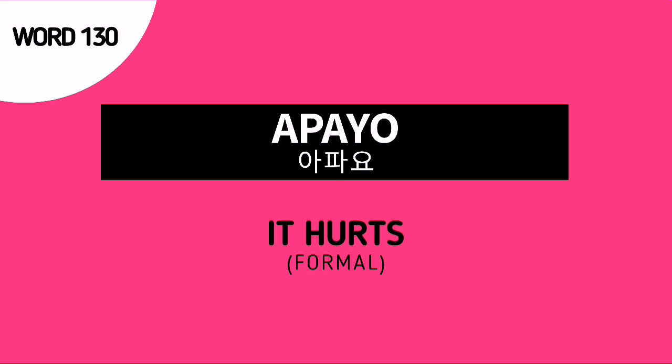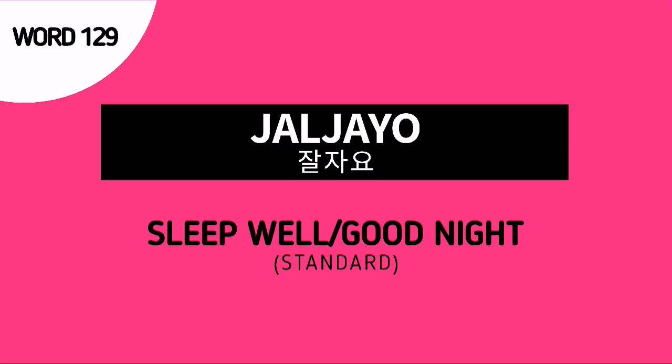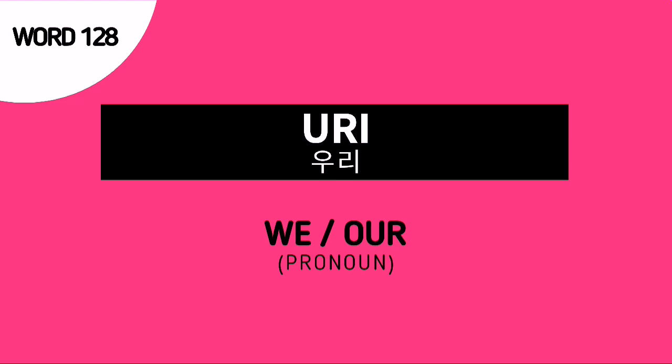Word number 130 is apayo. This is a semi-formal way of saying it hurts. Word number 129 is jajayo, and this is a standard or casual way of saying sleep well or good night. Word number 128 is uri. This is a pronoun which means we or our.